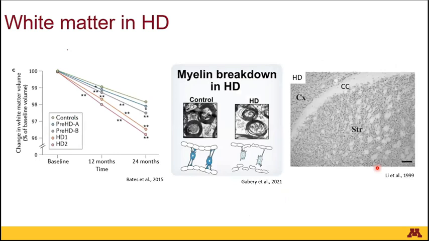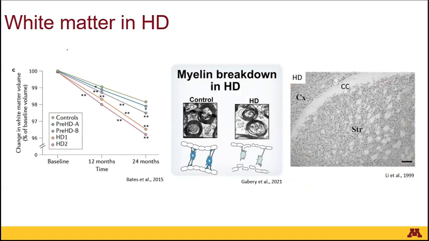Now, I don't want to neglect the white matter changes in HD that have been documented for decades. In human HD brains, it's been shown that there is white matter pathology, such as reduced white matter volume, as shown in this graph from an imaging experiment with HD patients. There's also thinning of the myelin sheaths and myelin breakdown in HD. It's also been shown that there is lower aggregate load in the white matter compared to the gray matter.